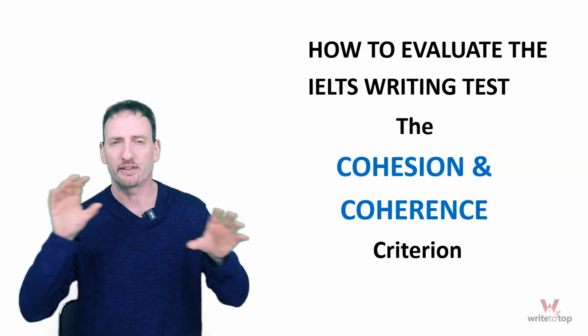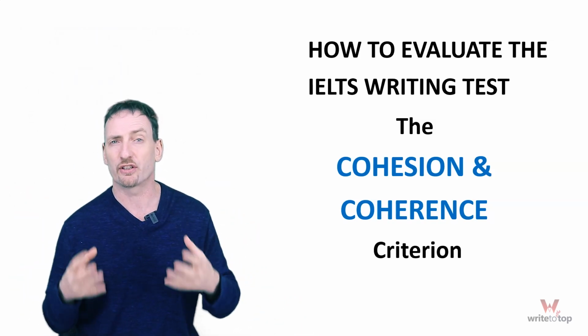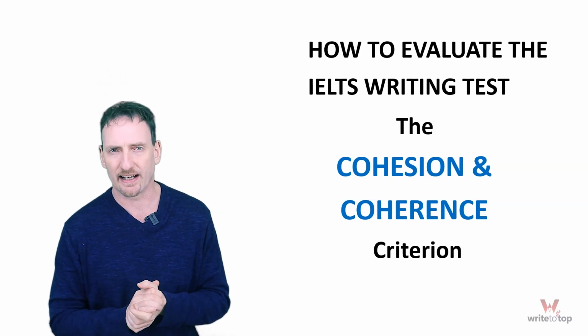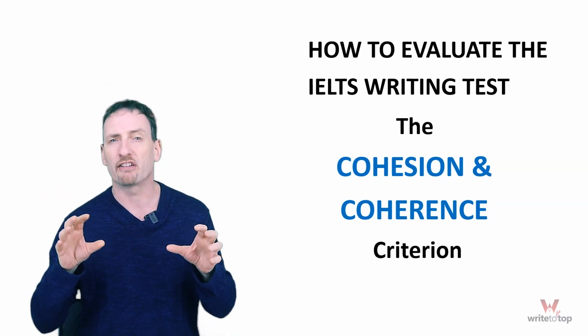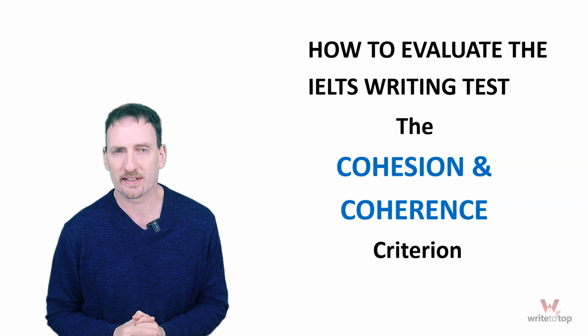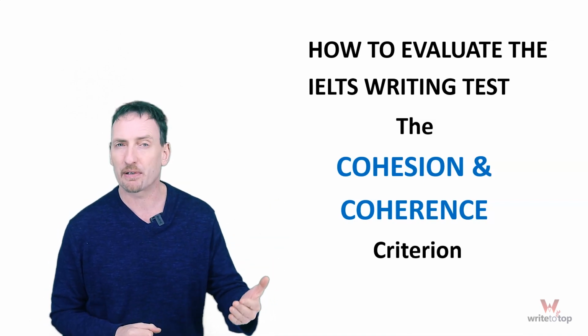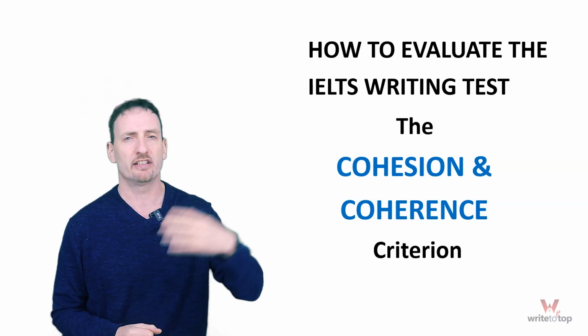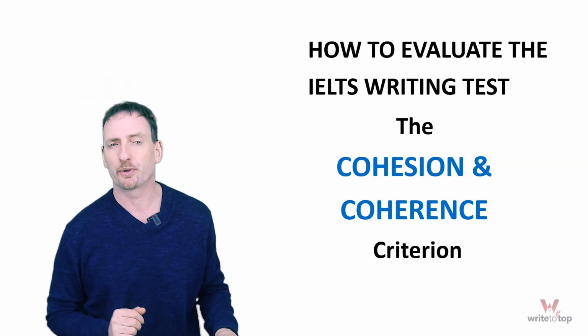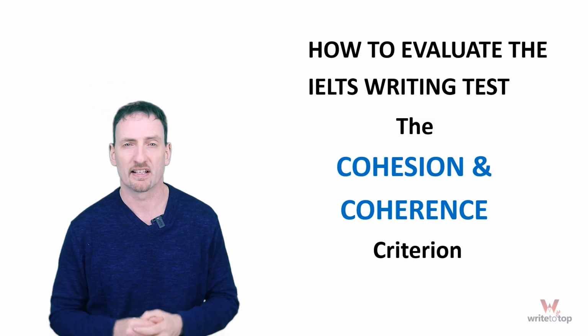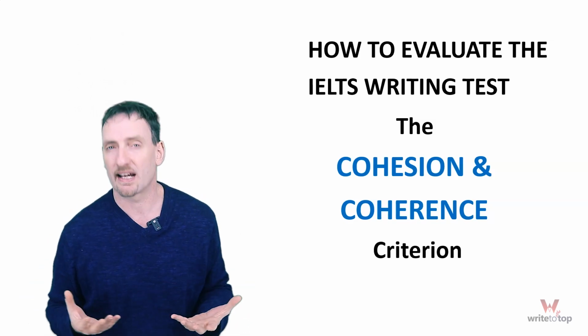We talked about holistic reading, how all the different parts, all the different features of good writing work together, and how the different scoring criteria can actually influence each other. Then we looked at the grammar, and then we looked at the vocabulary, so grammatical range and accuracy, lexical resource, and today we're talking about cohesion and coherence, which basically means organization.